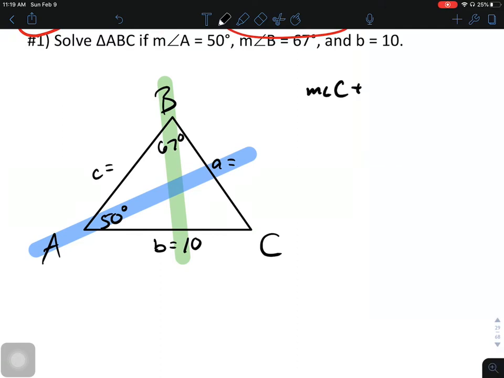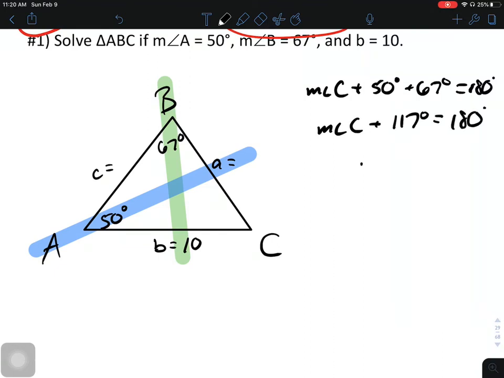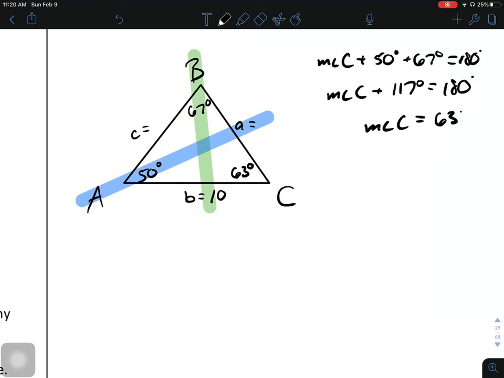Measure of angle C plus 50 degrees plus 67 degrees is 180 degrees. So the measure of angle C plus 117 degrees is 180. Measure of angle C is 63 degrees. So this is 63. It's not rounded, so we can use that to find answers.